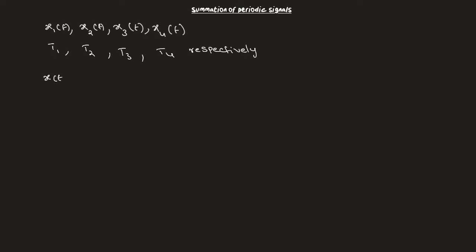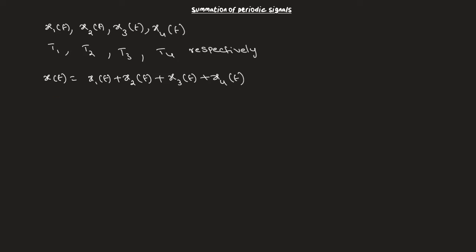Summation of periodic signals. We know periodic signals are characterized with their fundamental period. Consider four periodic signals x1 of t, x2 of t, x3 of t and x4 of t with their fundamental periods t1, t2, t3 and t4 respectively. And define a signal x of t which is a summation of these four periodic signals. x of t is equal to x1 of t plus x2 of t plus x3 of t plus x4 of t. The signal x of t is a summation of four periodic signals. What about its periodicity? Is this signal x of t always periodic? The answer is no.